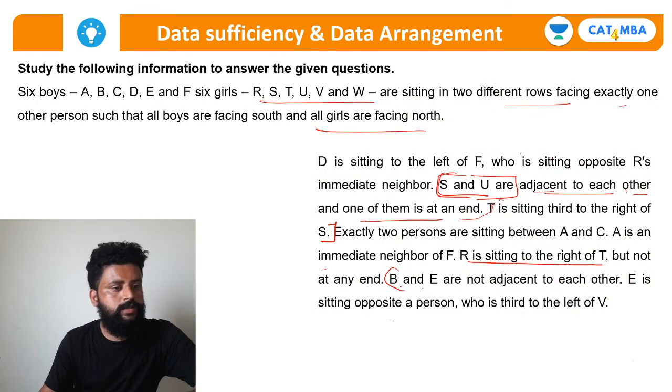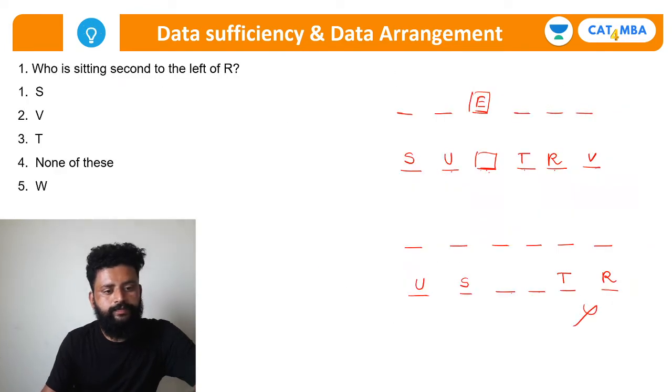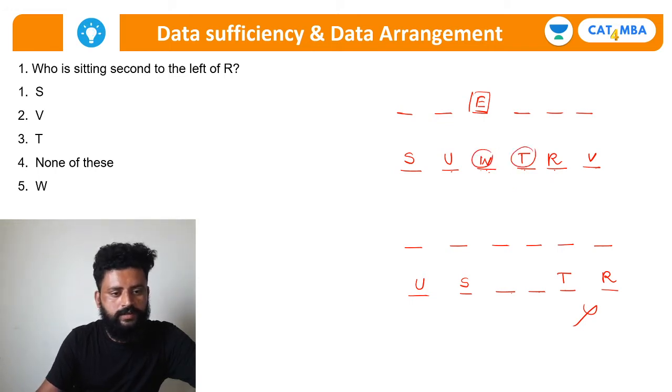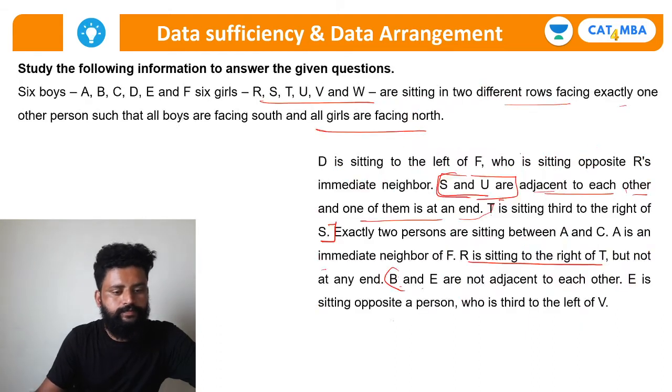So of girls, we have R, S, T, U, V, W. So this must be W. So these are the girls, just definitely right now.